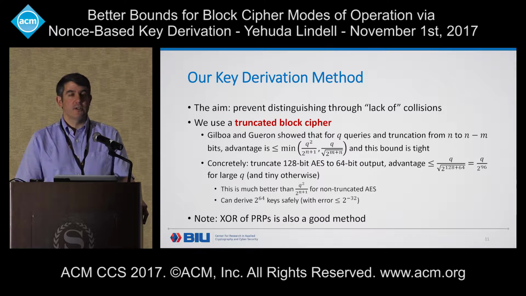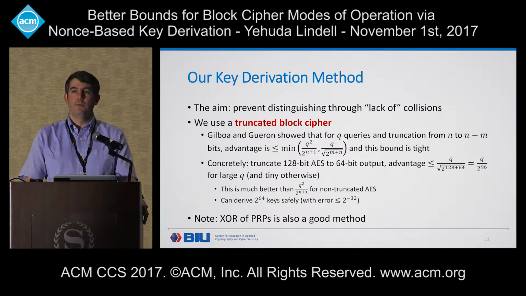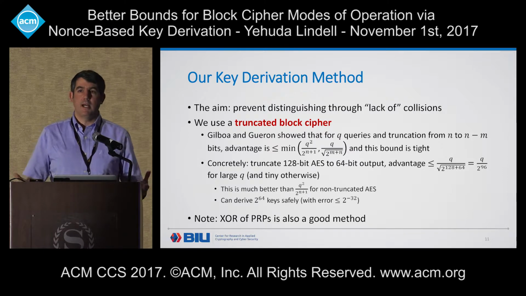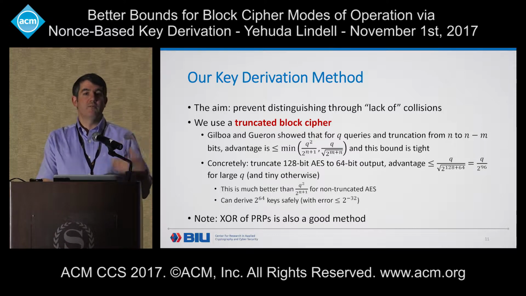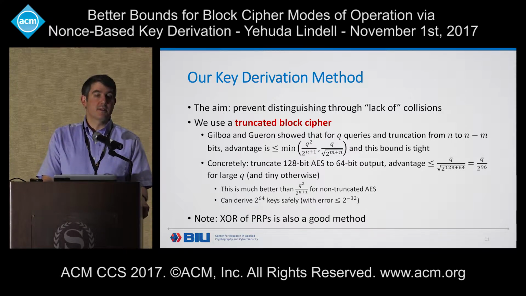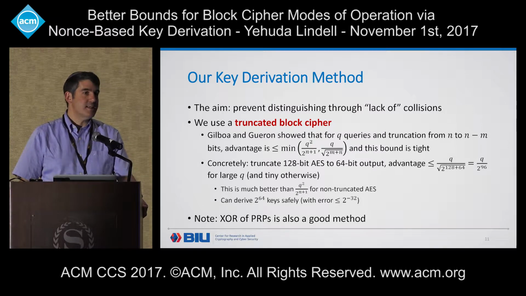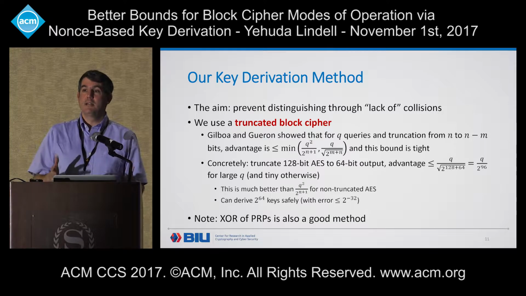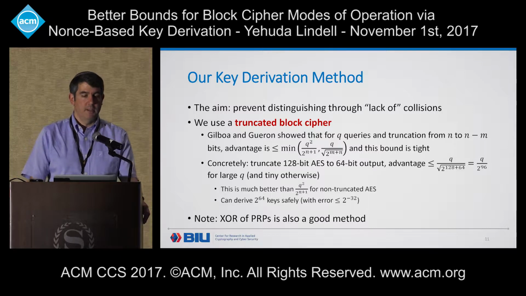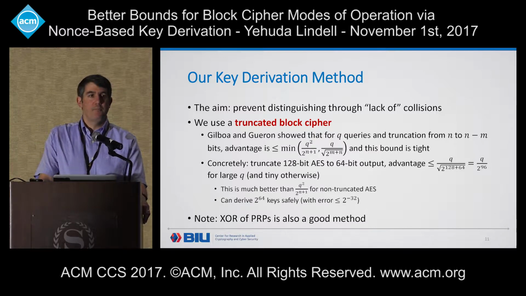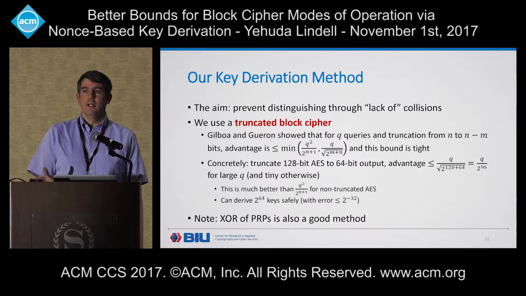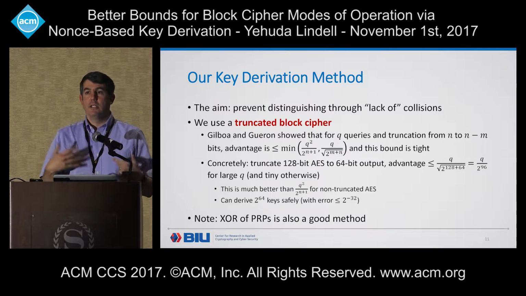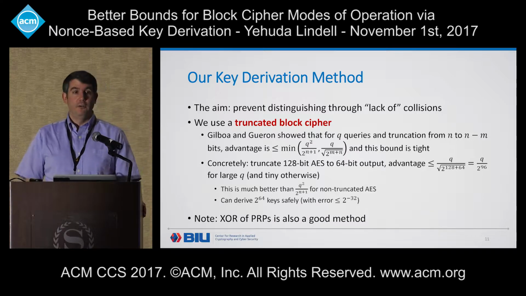So addressing the key derivation first, our aim is to use a block cipher. We don't want to use a hash function, but we want to not have a birthday bound problem. So the fact that the block cipher is a permutation, not a random function, is something that we want to solve. And what we do is we use a truncated block cipher. What does that mean? It means that you apply AES, and instead of taking the entire block, you only take some of the block. You maybe take half of the block as the output. And Gilbert and Gorin actually showed that this method gives very good bounds. Intuitively, if you're only taking half the block, now you will have collisions, unlike before, and it's not a permutation anymore. And so this behaves more like a random function than the full output of the block.